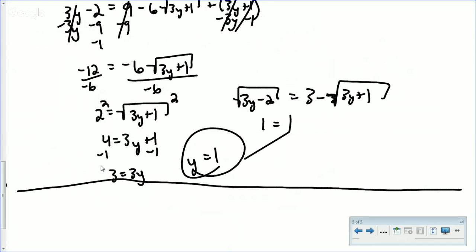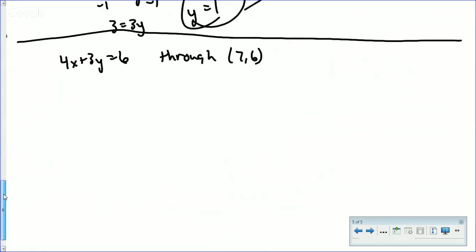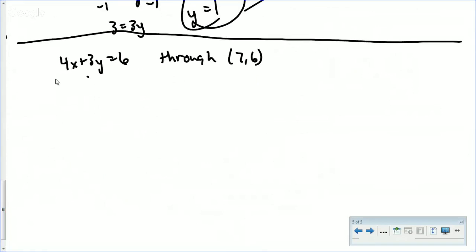Okay, find an equation perpendicular to 4x plus 3y equals 6, and it goes through the point (7, 6). So the first thing we want to do is find out what my slope is. So we'll subtract 4x. So those cancel and we'll divide by 3. So I have y equals negative 4/3 x plus 2.